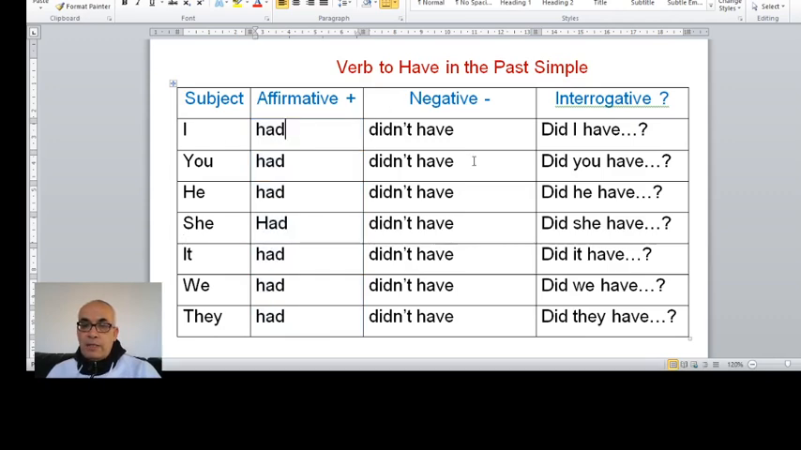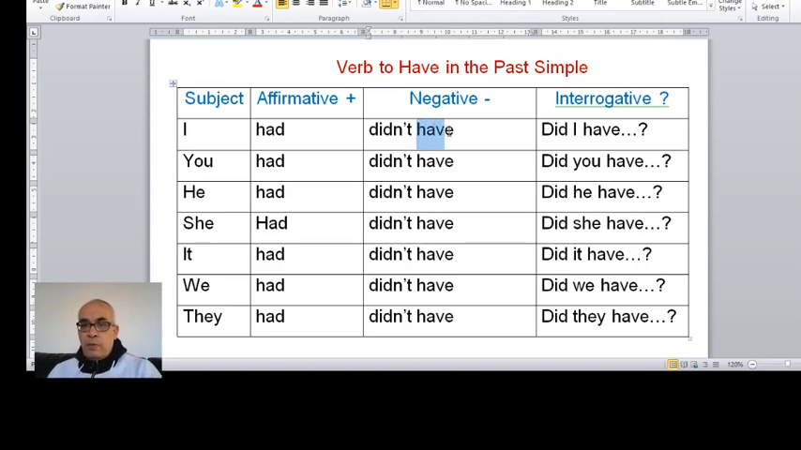But when I come to the negative, I did not have. So I change. If I say I had sugar, what is the negative? I did not have sugar. Yeah, I had coffee. I did not have coffee. After did, I have to put present, which is have. I call it present to make it easy for you. Of course, I have to say infinitive. But infinitive and present are sometimes the same, sometimes they are different.